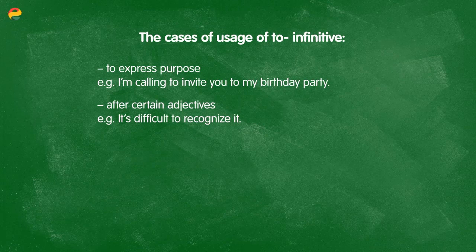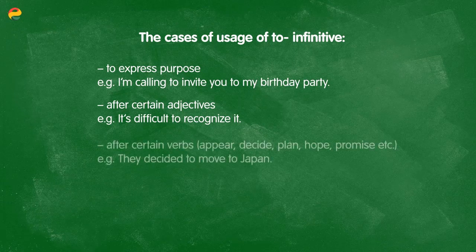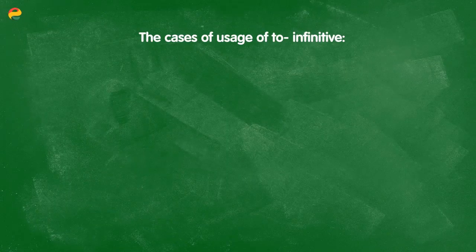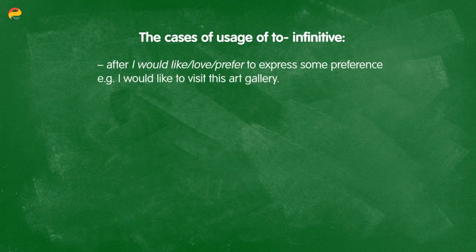Likewise, we also use the infinitive after certain verbs. For example, appear, decide, plan, hope, promise, etc. Like in the sentence, they decided to move to Japan. Here, the infinitive tells me what they decided. We also use the infinitive after phrases which talk about preference. I would like, love, prefer, to do something, like in the sentence, I would like to visit this art gallery.